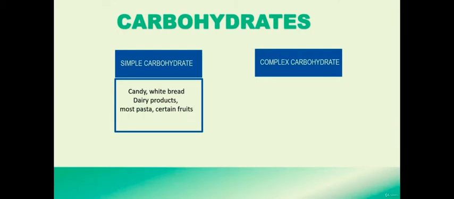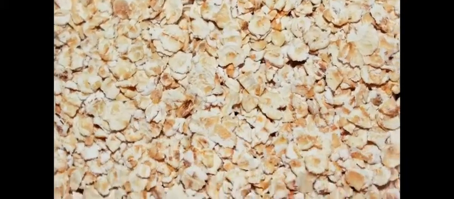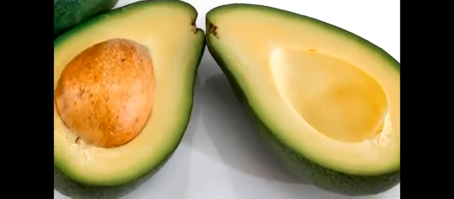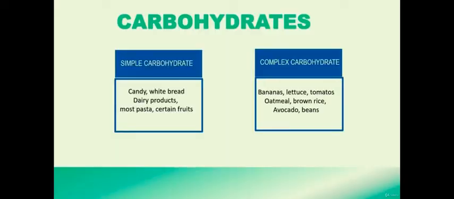Well, now we close our brackets and come back to some examples of food high in complex carbs. We have bananas, lettuce, tomatoes, oatmeal, brown rice, avocado, and beans. There is another category of glucoside, which is starch.